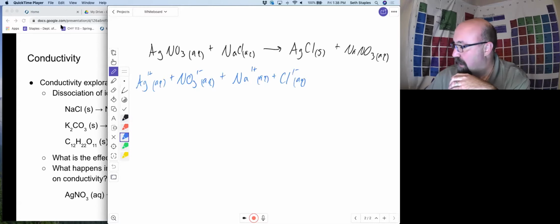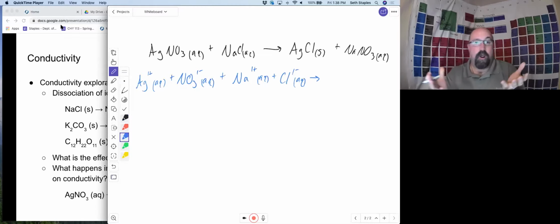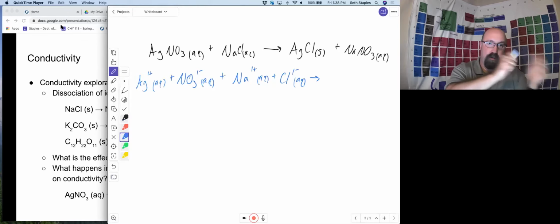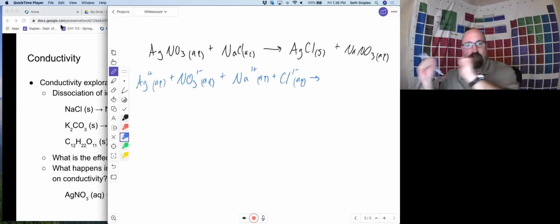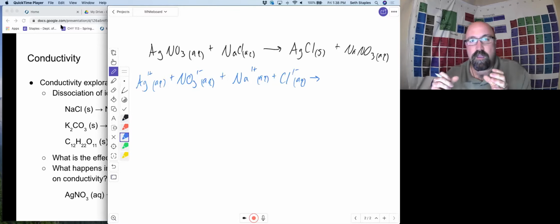So remember, that's what actually exists in our beakers. We've dissolved these in water, and so the ions have dissociated. So in one beaker, we have our silver ions and our NO3 ions floating around. In our other beaker, we have our sodium ions and our chloride ions. Those are all floating around. And so those would have whatever they might have for a conductivity value.